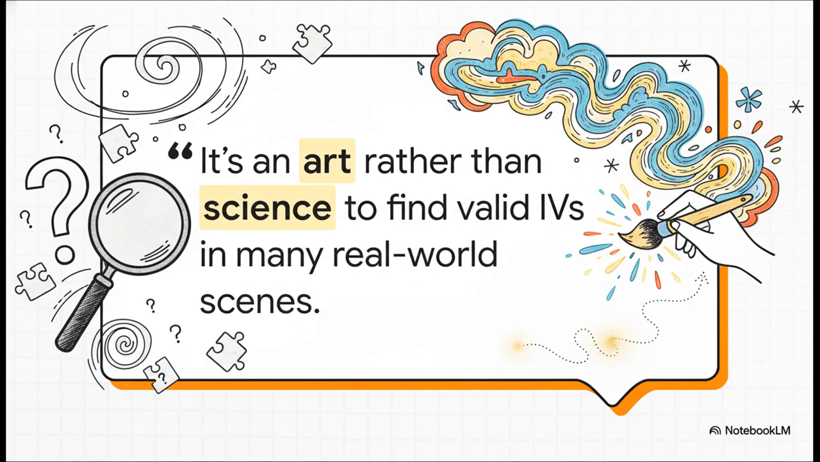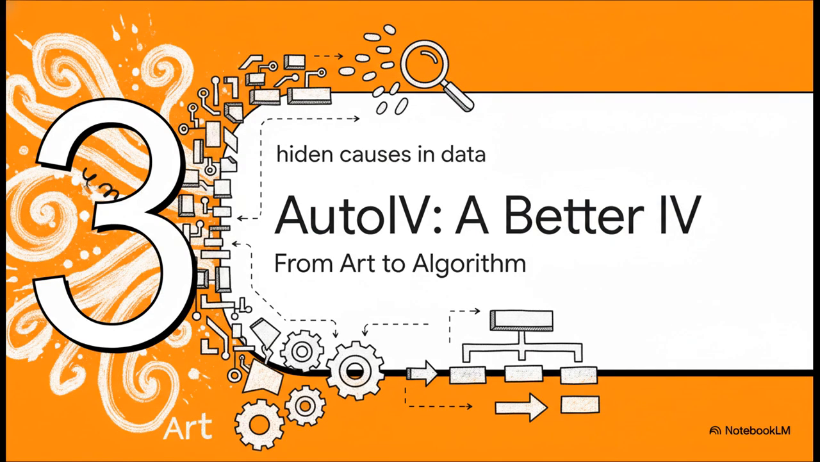And this, right here, is the massive problem. Trying to find a single variable in the messy real world that perfectly checks all 3 of those boxes, it's incredibly hard. As the authors of the paper we're looking at today put it, finding a valid IV is really an art rather than science, and it often comes down to an expert's intuition and, frankly, a little bit of luck. So, this is where things get really interesting. What if we could take that art and turn it into a science? What if, instead of hoping for luck, we could just get an algorithm to do all that hard work for us? Well, that is the exact promise of AutoIV.